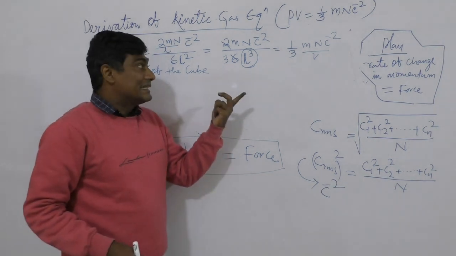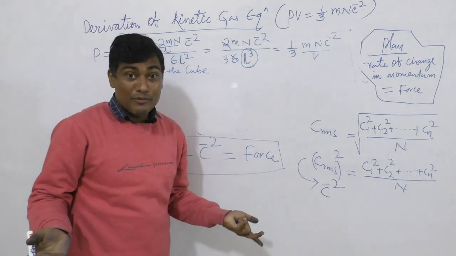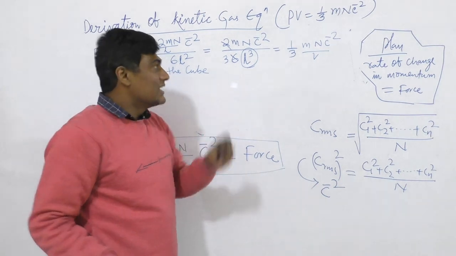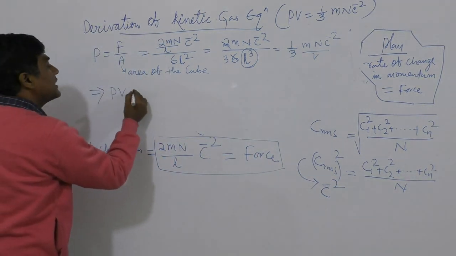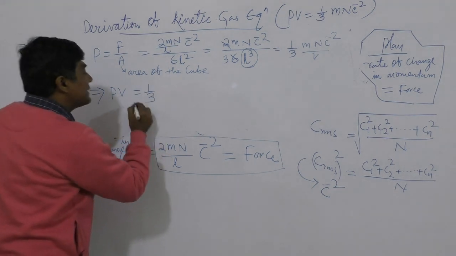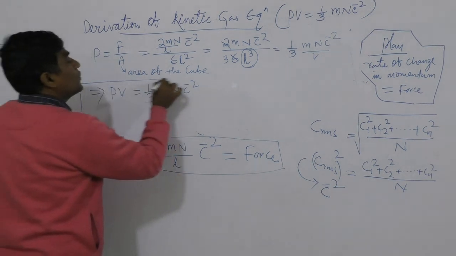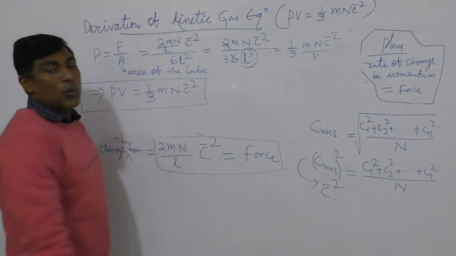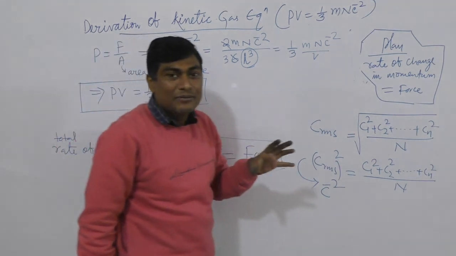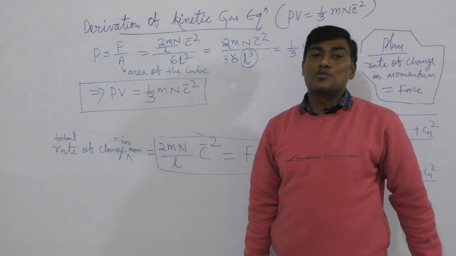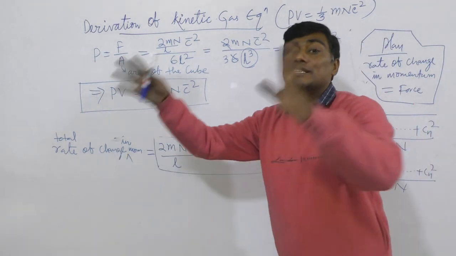So P equals 1 by 3 mN C bar square by V. This L cube from dimension we know is the volume, so multiply V with P. This gives you PV is equal to 1 by 3 mN C bar square. This is our required equation. Thus we derived the kinetic gas equation, using which we can derive all of the gas laws.